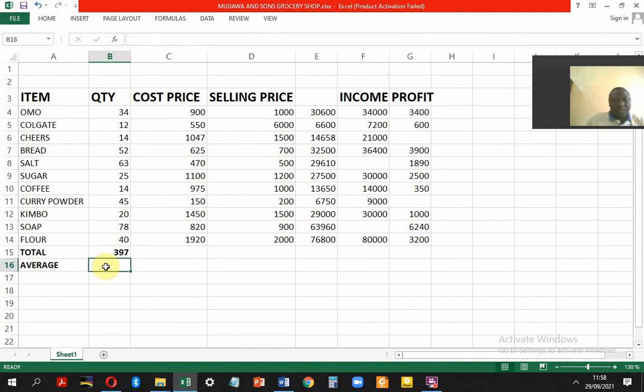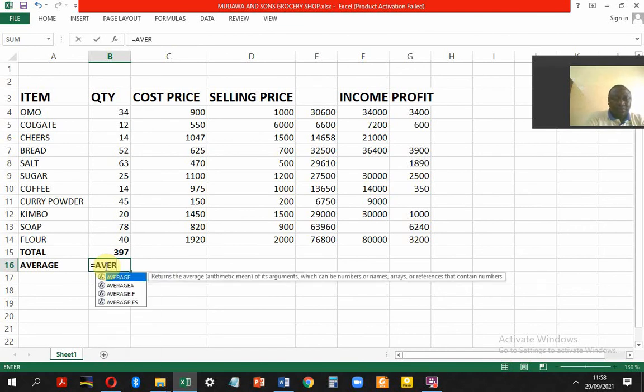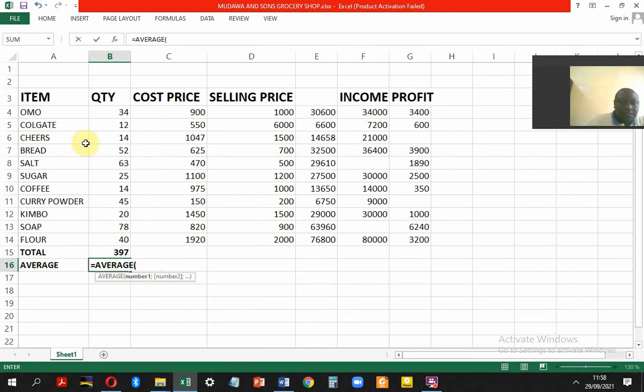Then for average, we can say equal sign average. We open the brackets, again highlight from up to down there, and we shall do the same thing. So this is our average down here. So we can even just drag. We have cost price at the end here, and we can still do the same even here.